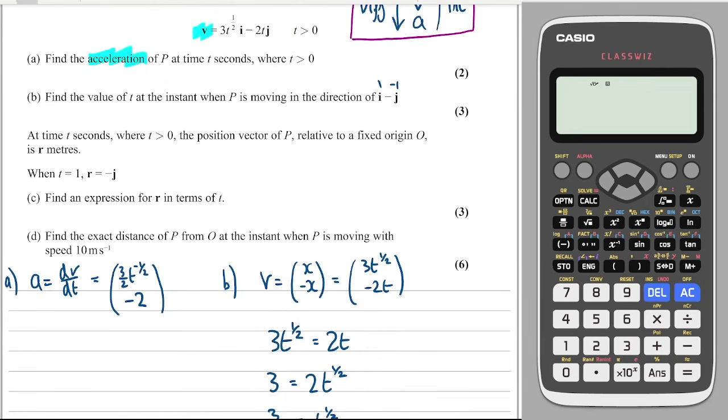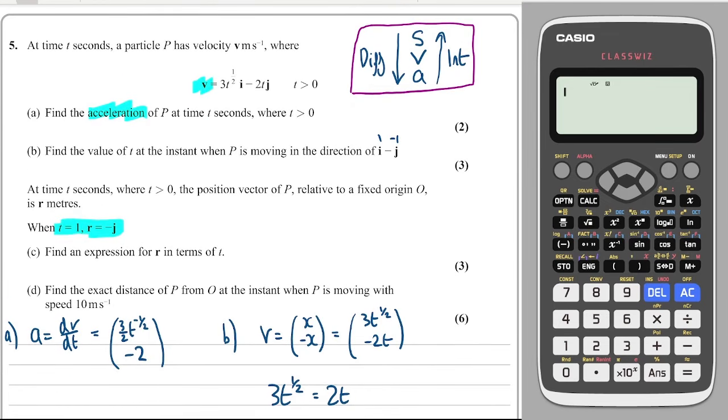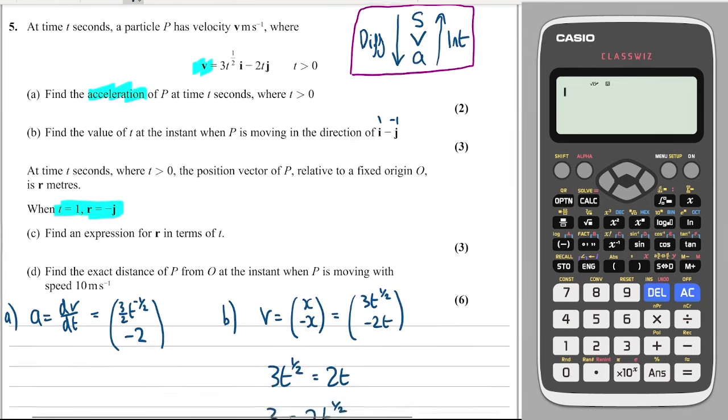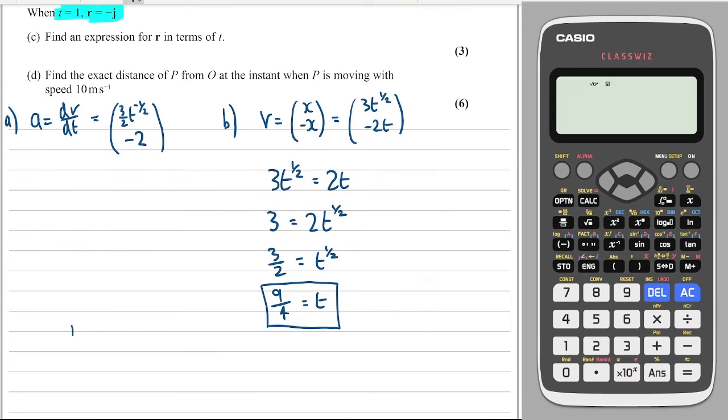Okay, I've now been asked to work out the position, and I've been given a condition, which we'll use in order to work out the constant which is created when we integrate, because we're going from velocity up to position, or displacement. So I will need to integrate. I'm going to integrate that velocity function, which was 3t to the half and minus 2t.